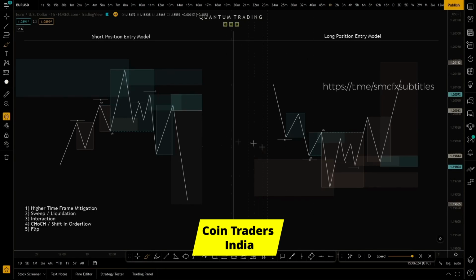And what we're going to do now is just have a look at it from the longs perspective. You can see here that we've had a mitigation to higher time frame demand right here, okay? This is step number 1, which is that tap into your supply or demand level. Number 2 is that liquidation or sweep.